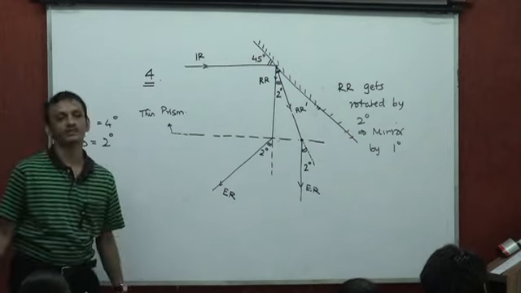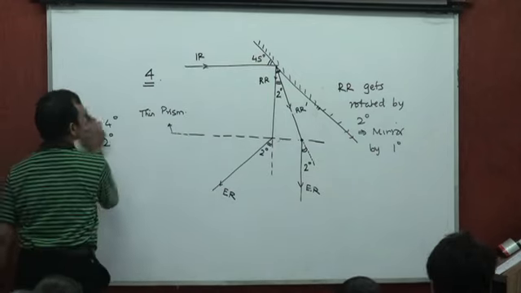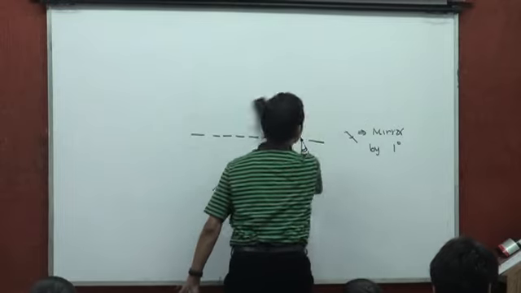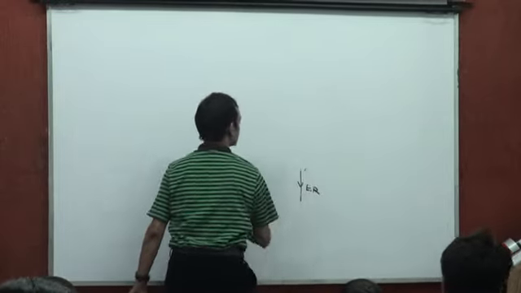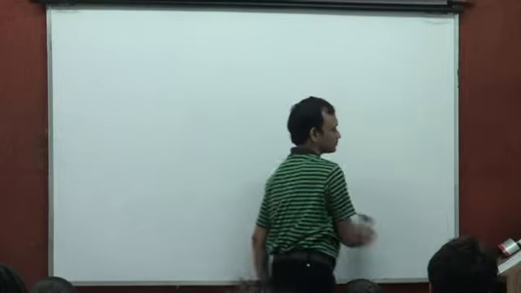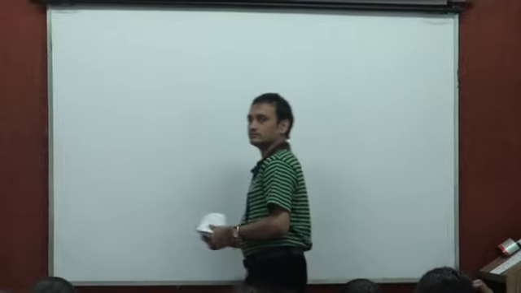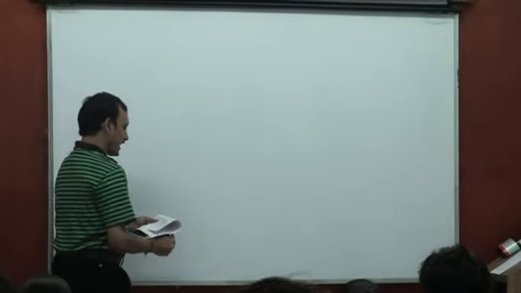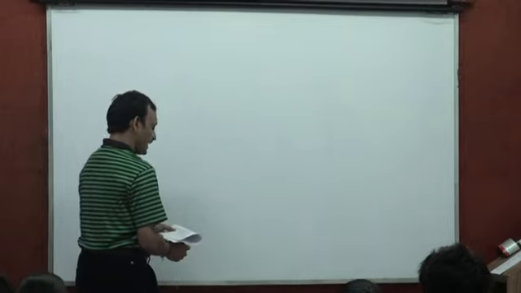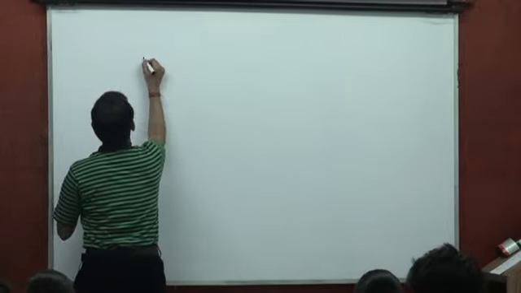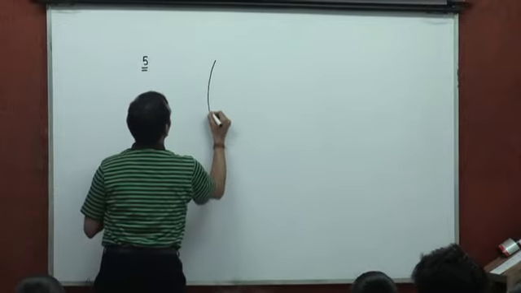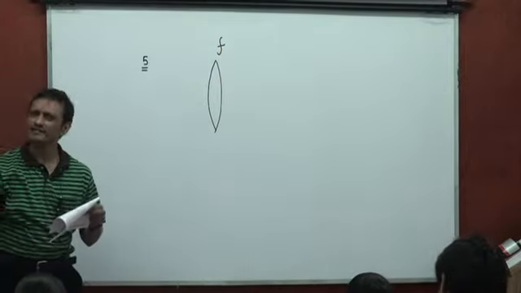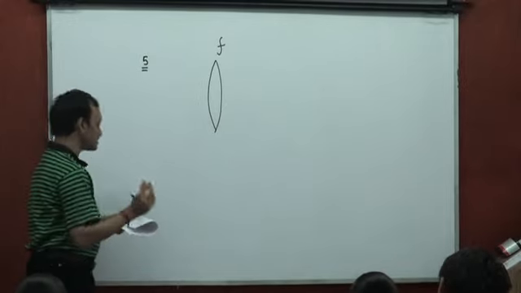Let's look at problem 5. So we have a lens whose algebraic focal length, let's say, is f. The sign is included in f, right? Algebraic focal length is f.